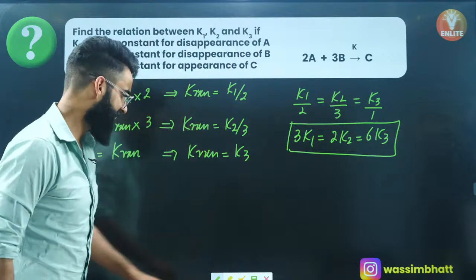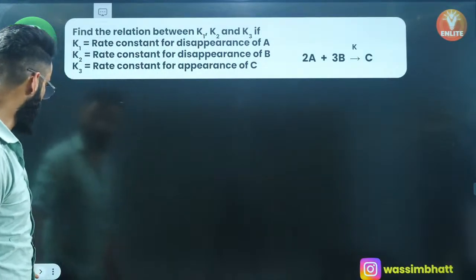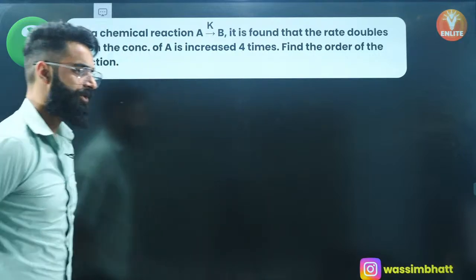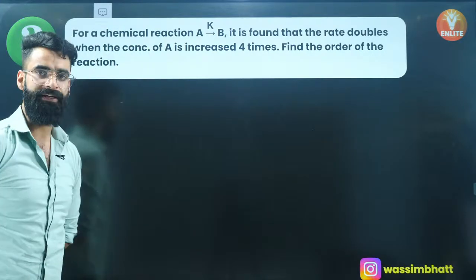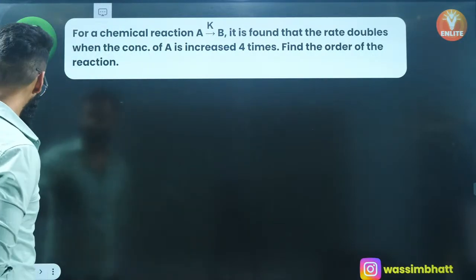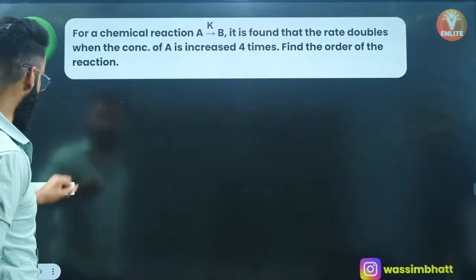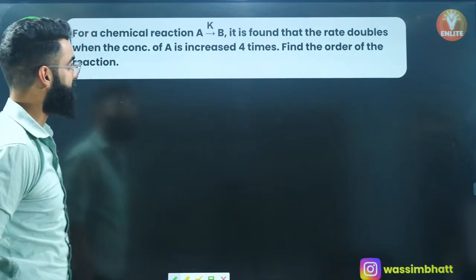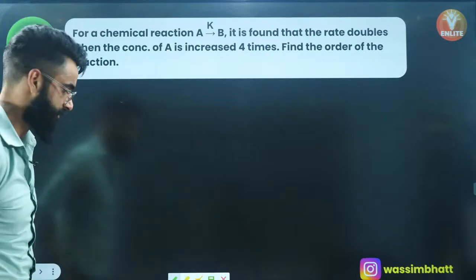All right, guys. So let's have a look and let's try to see a few more important things, right? Question on your screen. I would want you guys to give it a try and let me know its answer in the chats. It's a very simple one. The question says, for a chemical reaction A gives B, it is found that the rate doubles when the concentration of A is increased 4 times. Find the order of the reaction.